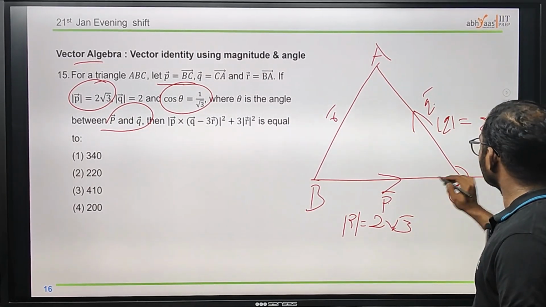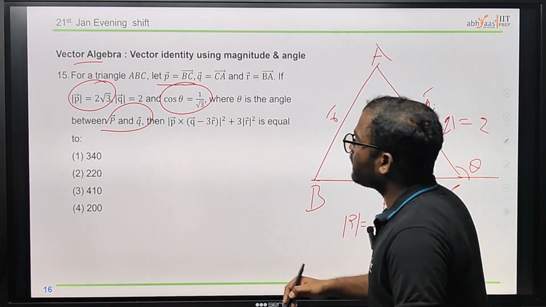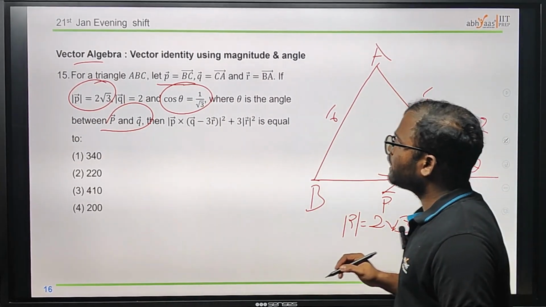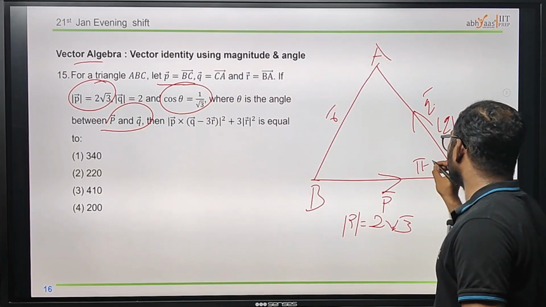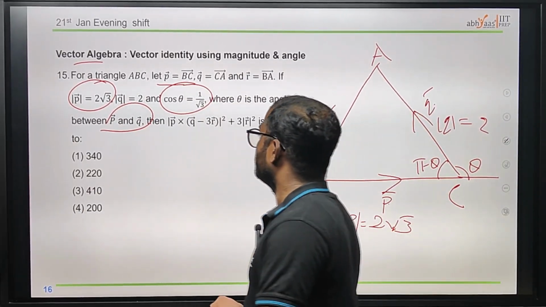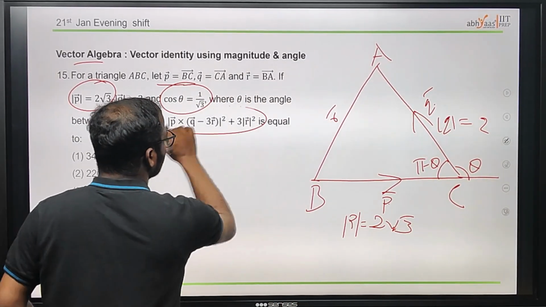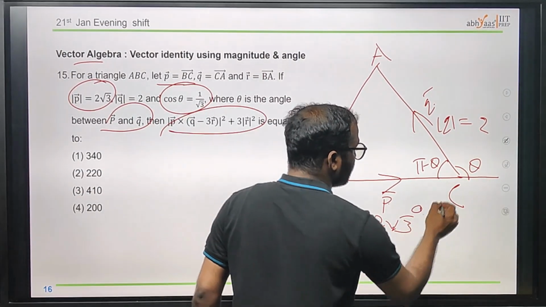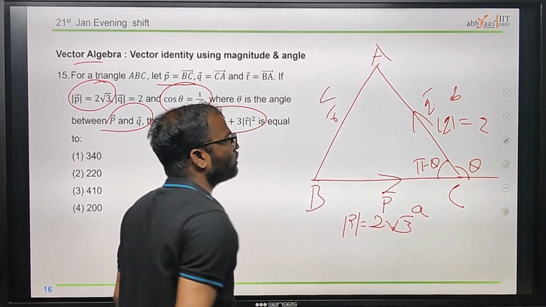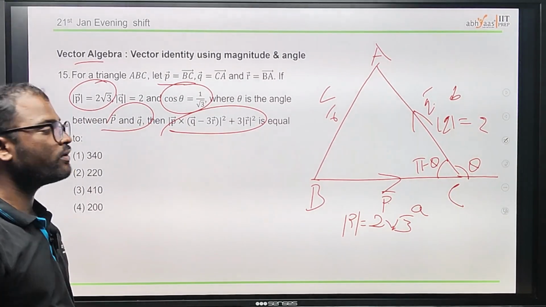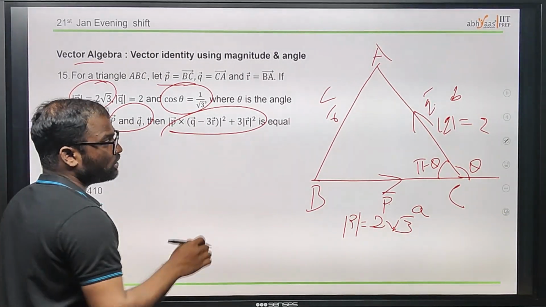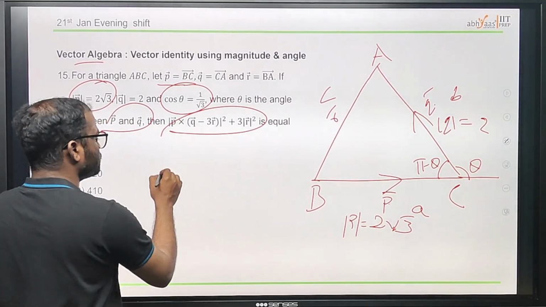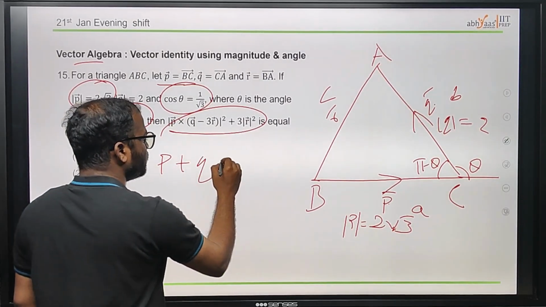Now in the triangle, the angle will be pi minus theta. In order to find that, first assume the sides as A, B and C. By using cos theta we can easily find this one. By using the triangle rule, we have P plus Q is equal to R bar.